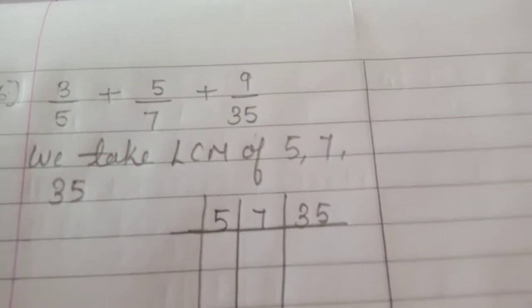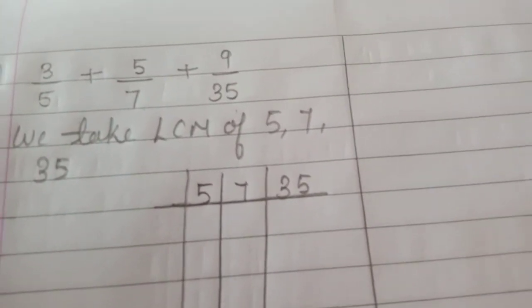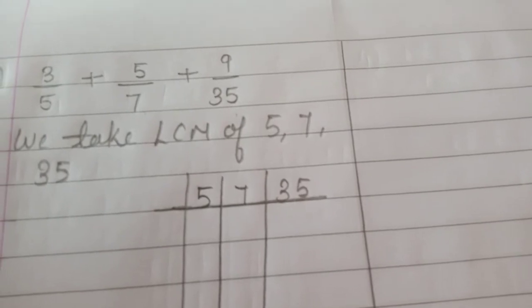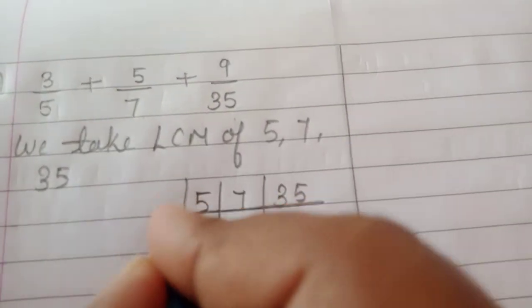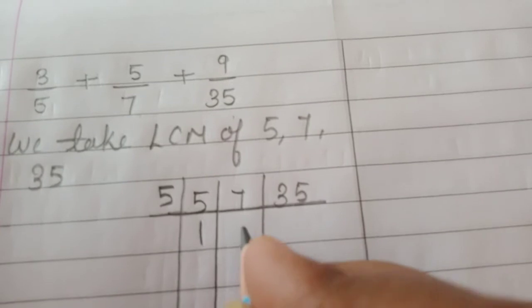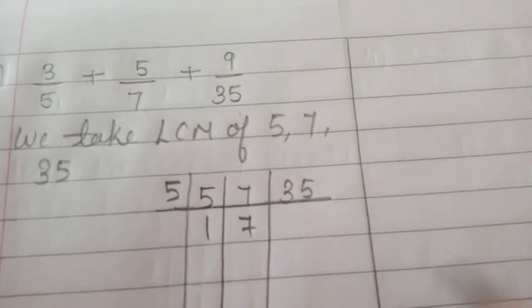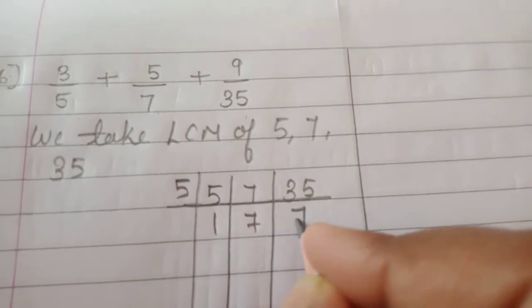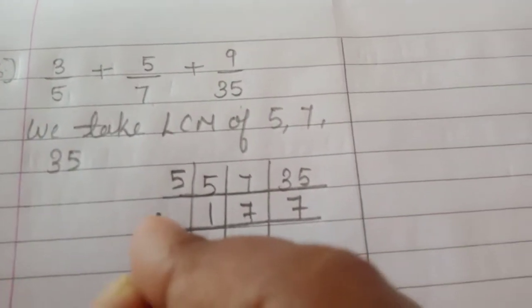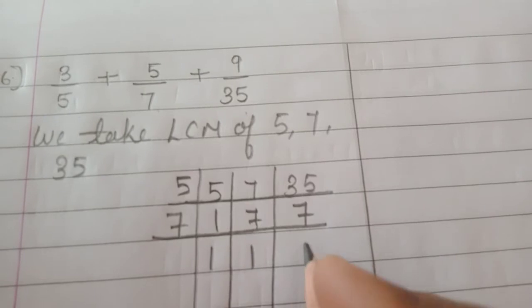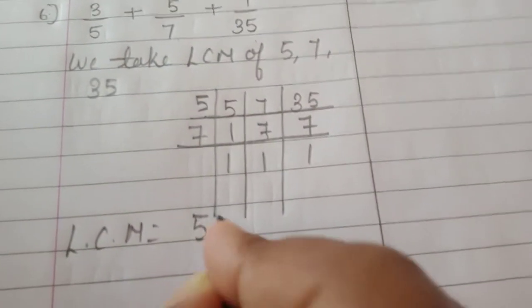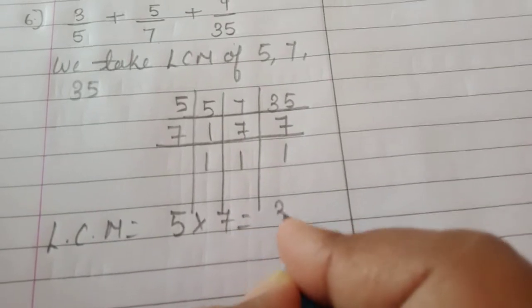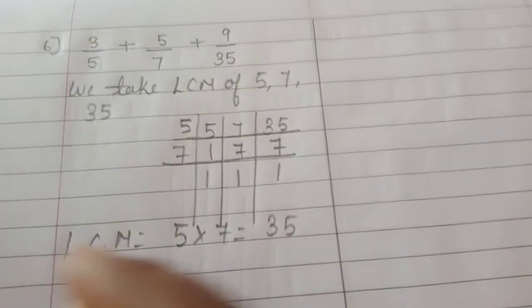Okay, 5, 7, 35. In 2 table it will not come. In 3 table also it will not come. So now we will move to the 5 table. 5 1s are 5. In 5 table 7 will not come. So we will write down same as. Then 5 table when 35 will come. 5 7s are 35. Now we will write 7 table. 7 1s are 7. So LCM equal to 5 multiplied by 7. So 5 7s are 35.